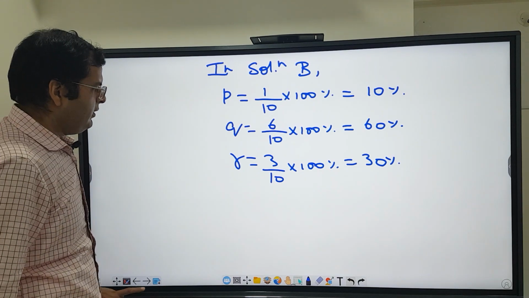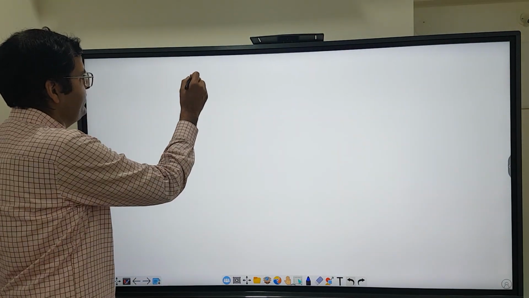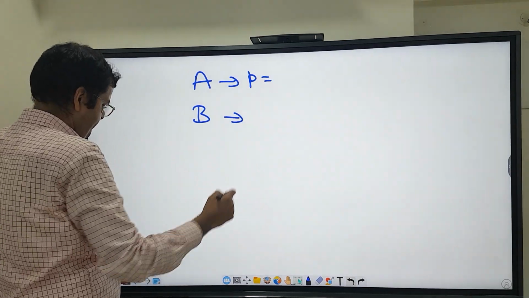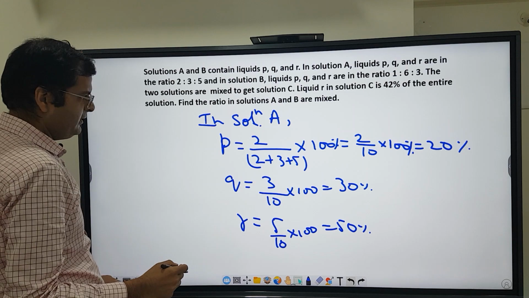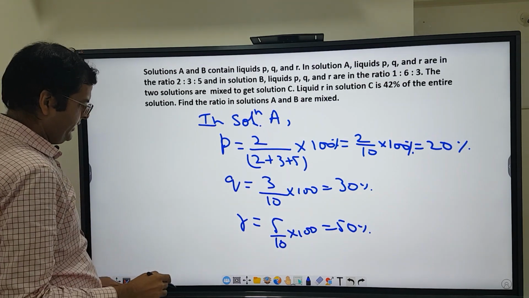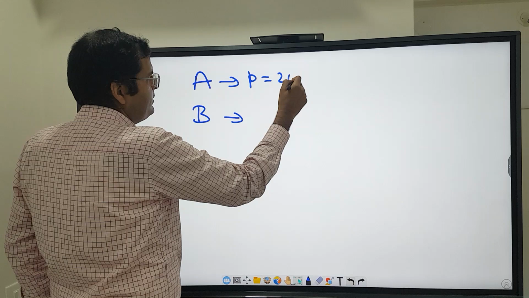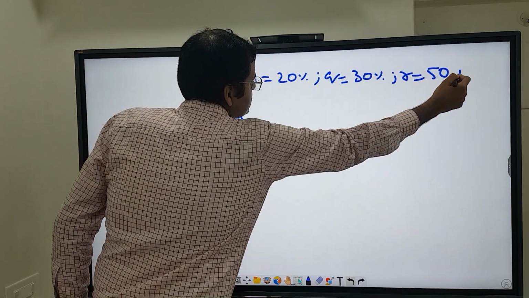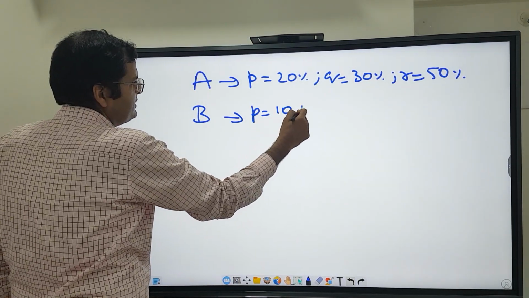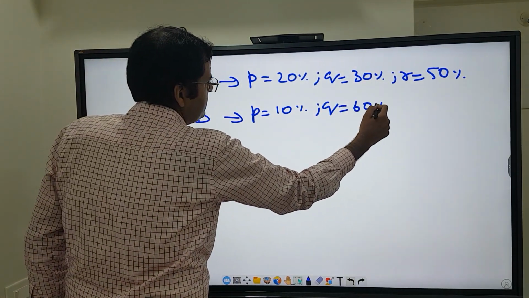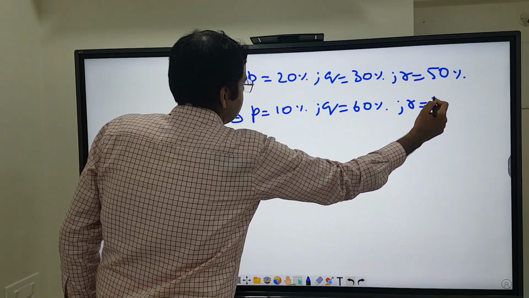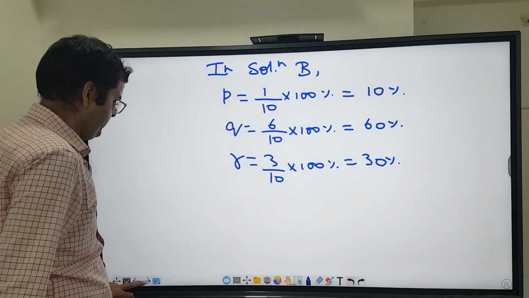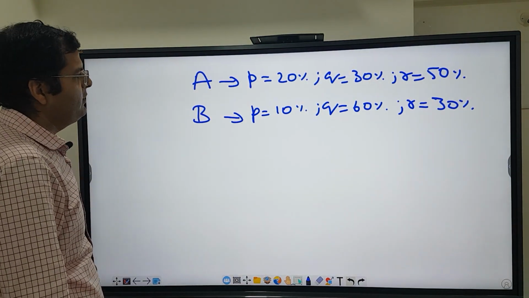So for A and B, now what I'll do is write these percentages here. In A, P is 20%, Q is 30%, R is 50%. So 20%, 30%, 50%. And in B, P is 10%, Q is 60%, and R will be 30%. 60 plus 10 is 70, and 30. Yeah, 10, 60, 30 in B. So these are the percentages of P, Q and R in A and B.